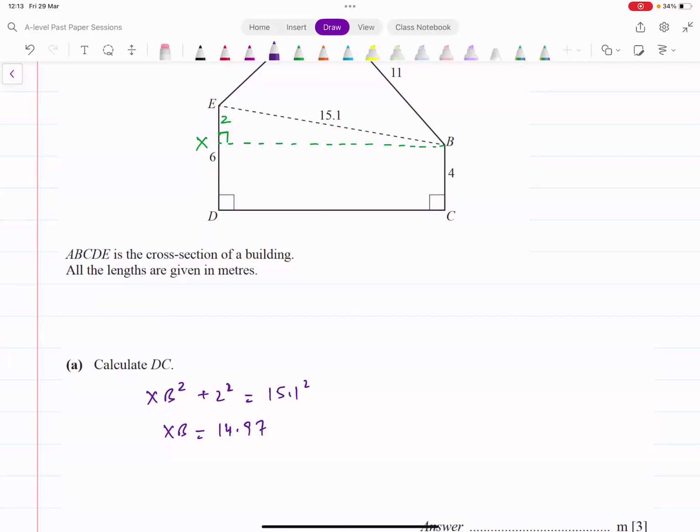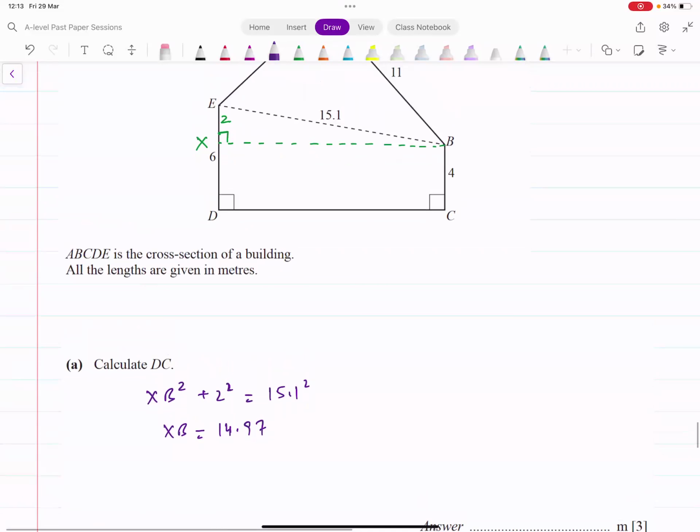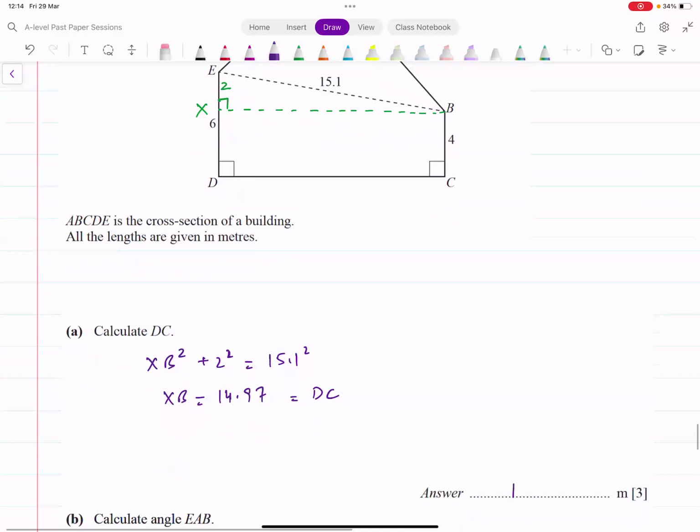Okay, to 3 significant figures, you could say that's 15.0. Now, XB is the same as DC. So DC is also the same. We say this is also equal to DC. Now, we could write our final result correct to 3 significant figures if we want. You can leave it like this as well, and that's perfectly okay. Or if you want to round it off, that will be 15.0. That's the final result that you get.